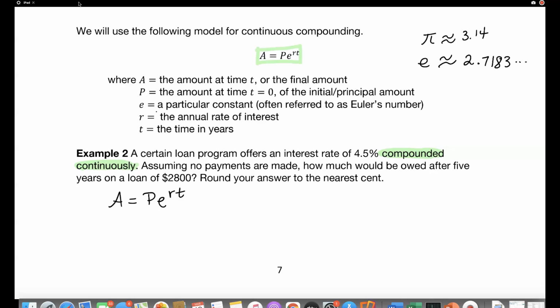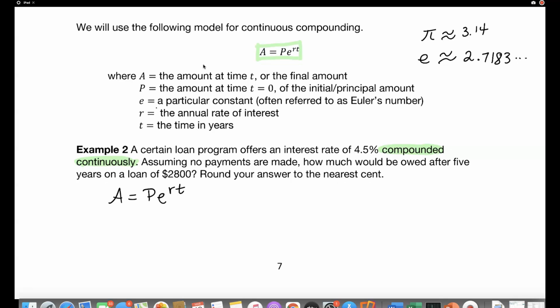If we plug in everything we are given, we'll be able to find the final amount. For this example, we're just finding the final amount. But later on, we're going to learn how to solve it backward. For example, if I want to have $1 million, how much money should I have today? Just an investment type of question. But right now, let's work on example number 2.